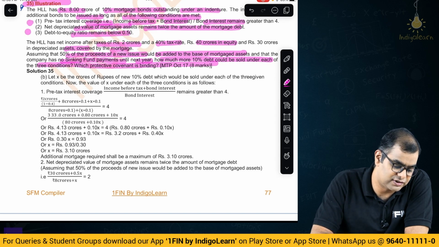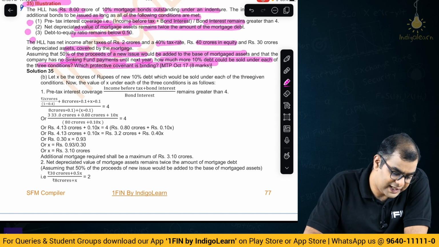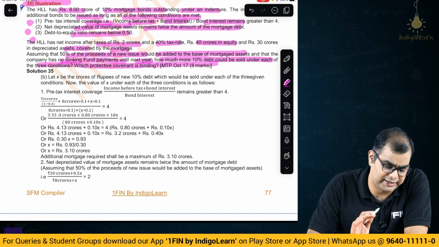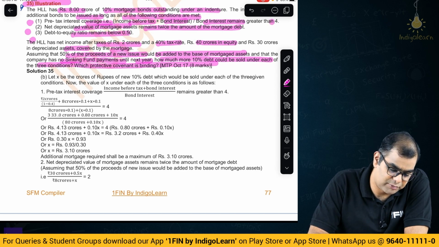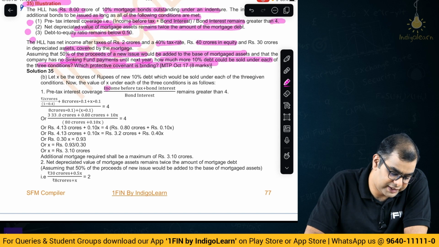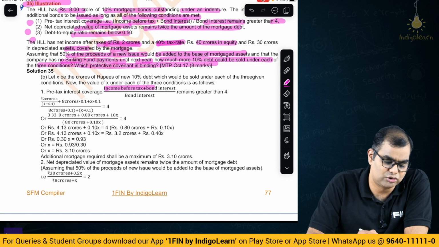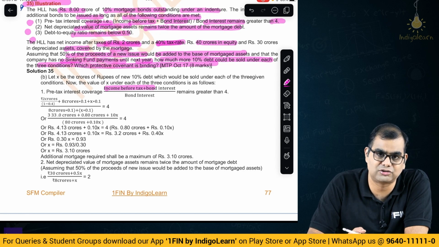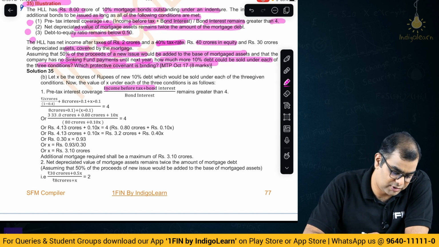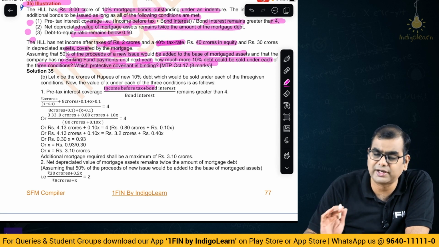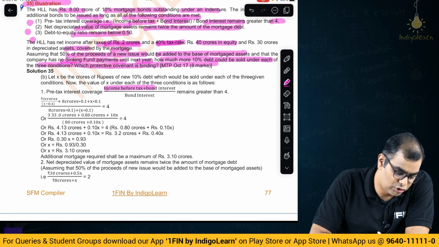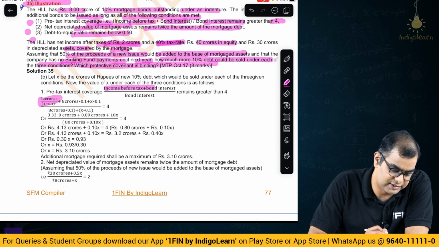It is individually each of the scenarios. So, pre-tax interest coverage should be income before tax plus bond interest divided by bond interest. That basically is EBIT by bond interest. That is supposed to remain greater than 4. What is the current pre-tax income and bond interest? Net income after taxes is 2 and the tax rate is 40%. So, 2 is after tax. 2 by 0.6 will get you 3.33. So, 3.33 crores is the PBT.